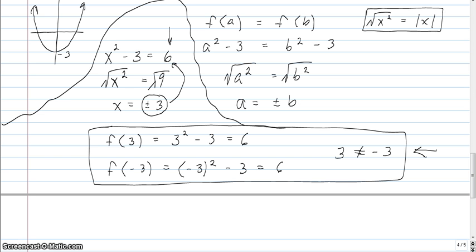So hopefully that gives you an idea of what it means for a function to be one-to-one or maybe not one-to-one.